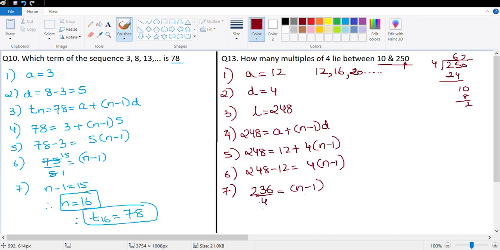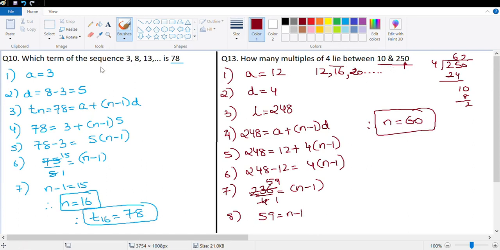4 into 5, 20. That's 36. So that's 4 into 9, 36. This gives us 59 is equal to n minus 1. Therefore, n is equal to 60. So there are 60 multiples of 4 which lie between 10 and 250.